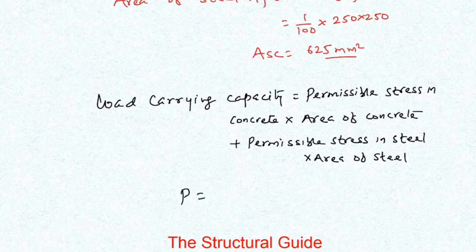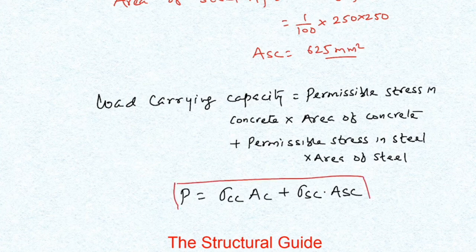If you want to remember this in the form of a formula, you can remember like this: P, the load carrying capacity, is equal to sigma Cc, the permissible stress of concrete in compression, into AC, the area of concrete, plus sigma Sc, the permissible stress of steel in compression, into ASC, that is the area of steel. And this is the formula of load carrying capacity using the working stress method, right?